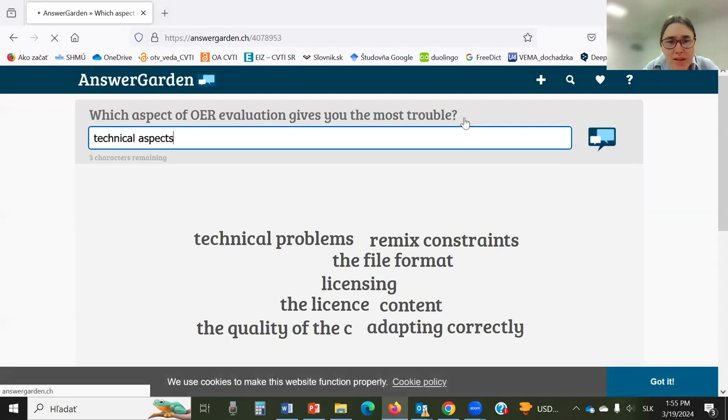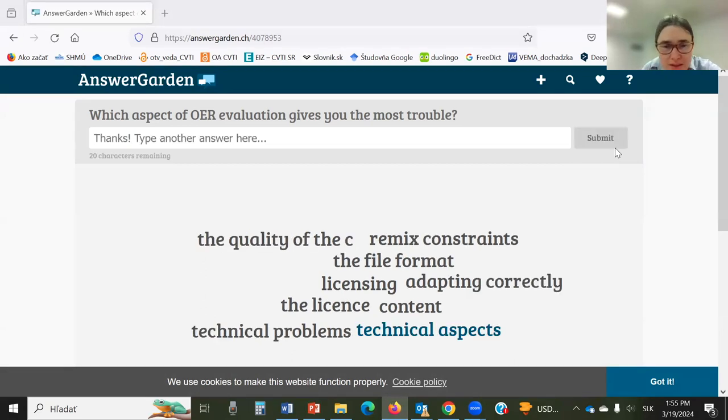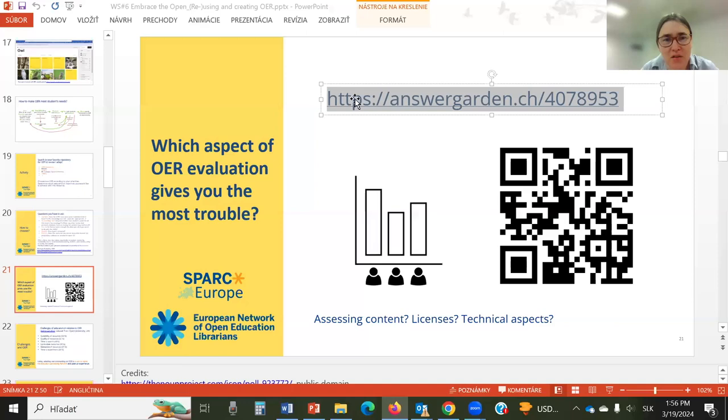I add my technical aspects, and here it is. Yeah, technical problems. Adapting correctly, yes. The license, the content, it can be sometimes also a source of trouble. But technical aspects, remix constraints, yes, because when the licenses do not agree with one another, it can be a problem, we'll talk about it. So thank you for your responses and also for your patience with me.